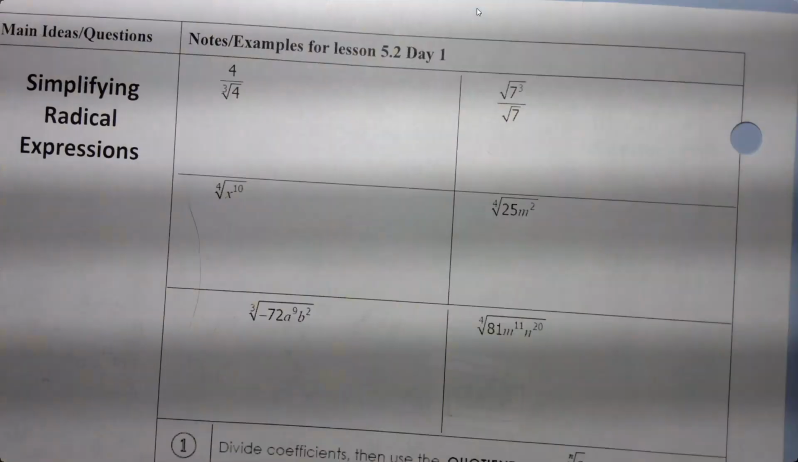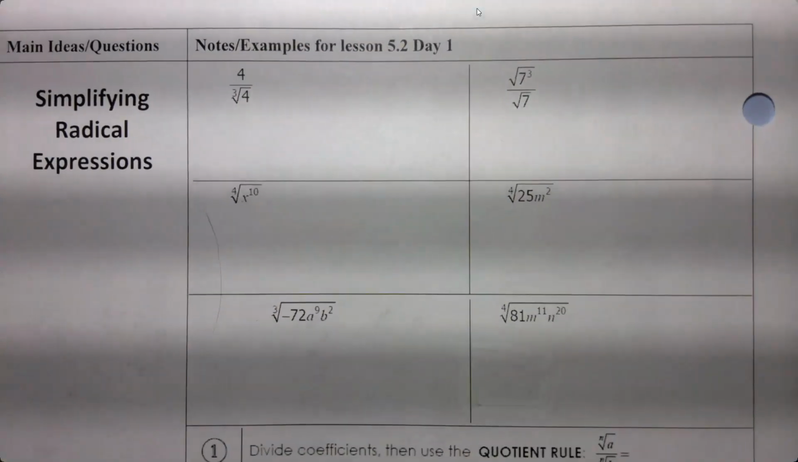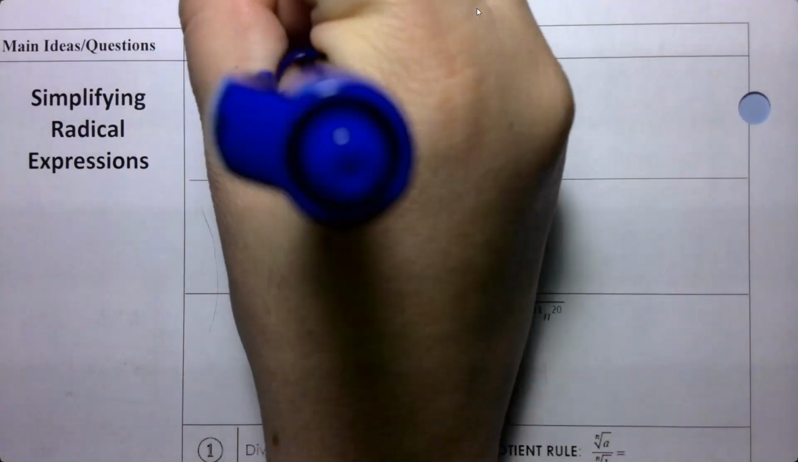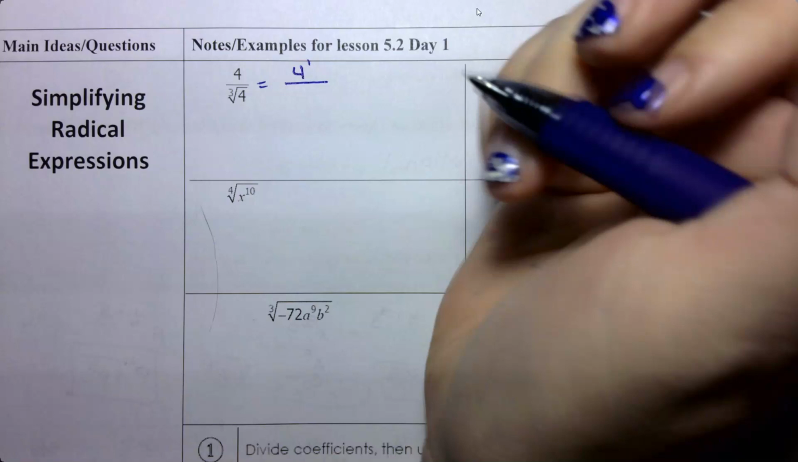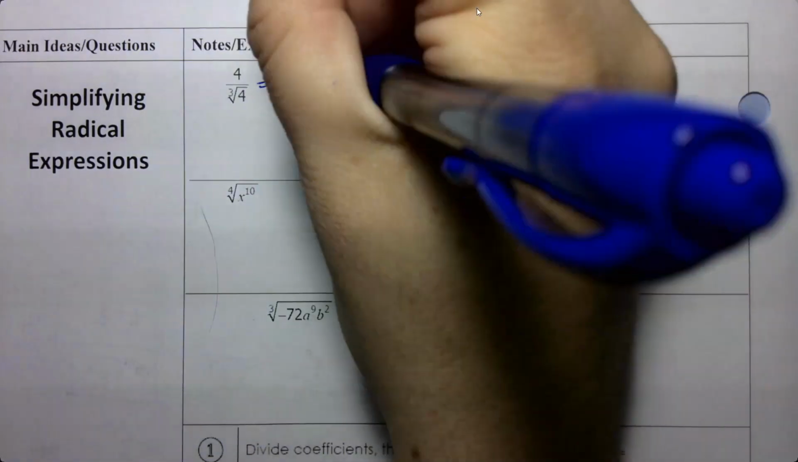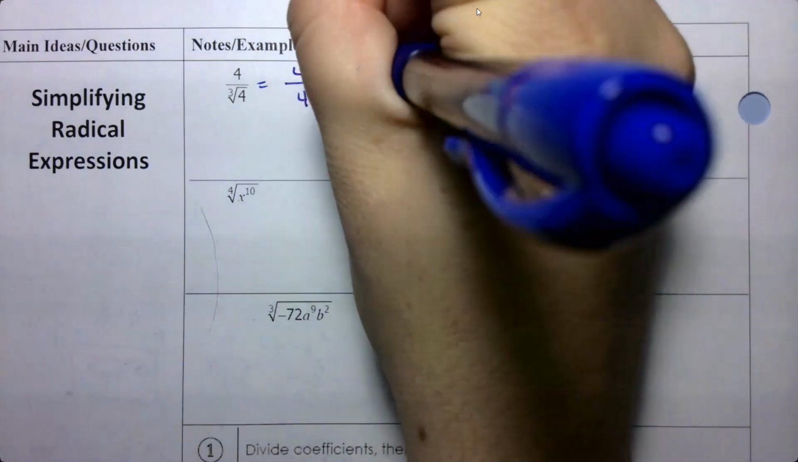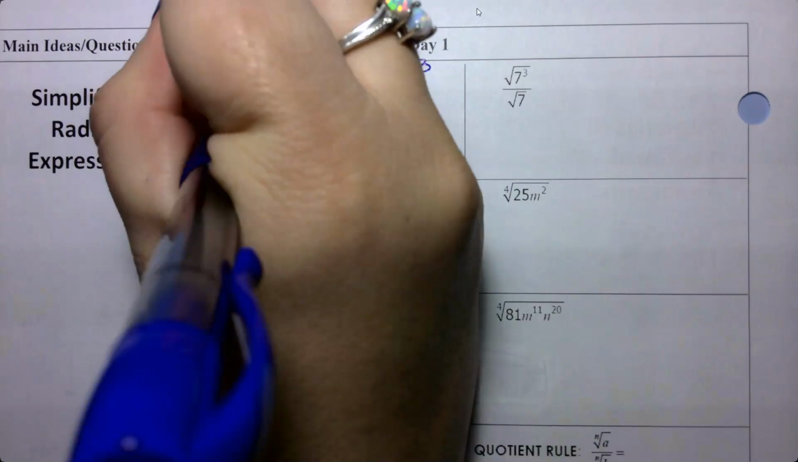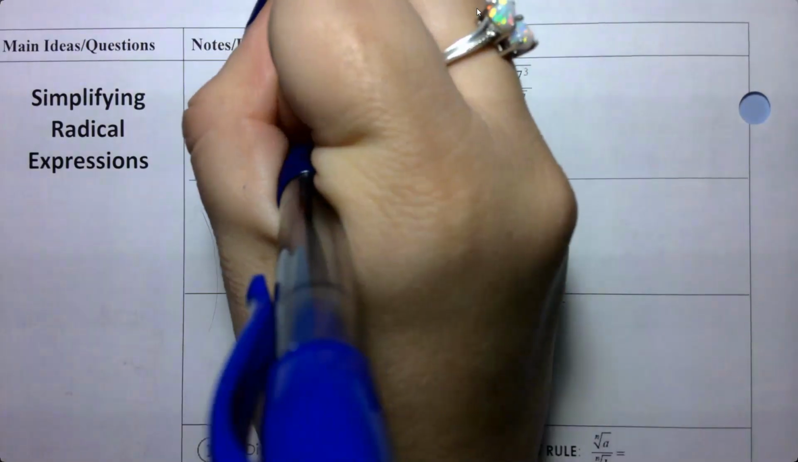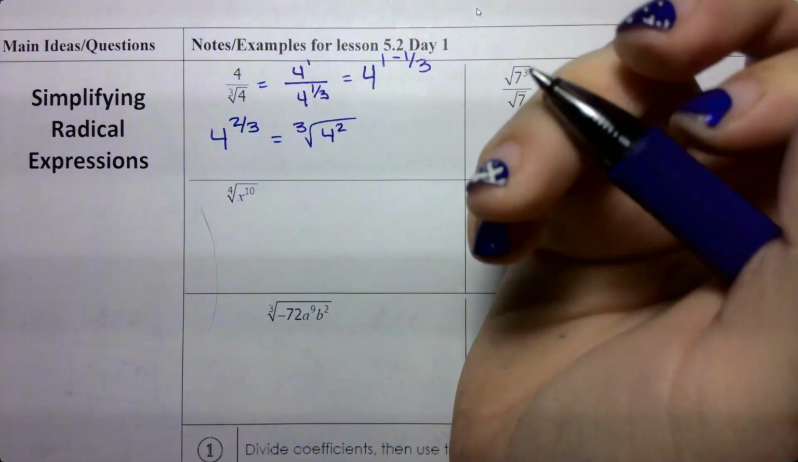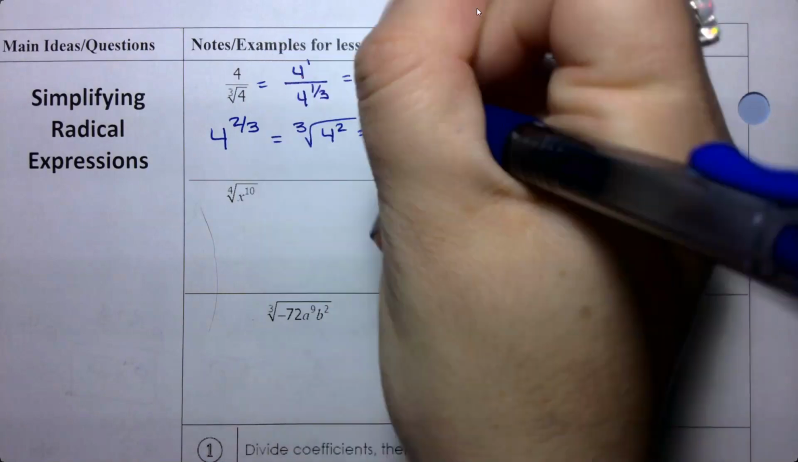Next thing I have is simplifying radical expressions. Same thing as before. So I can rewrite this as 4 to the 1 power divided by 4 to the 1/3. Because it's a fraction, I can subtract my exponents. So I have 4 to the 1 minus 1/3, which gives me 4 to the 2/3. I can rewrite this as the cube root of 4 squared.